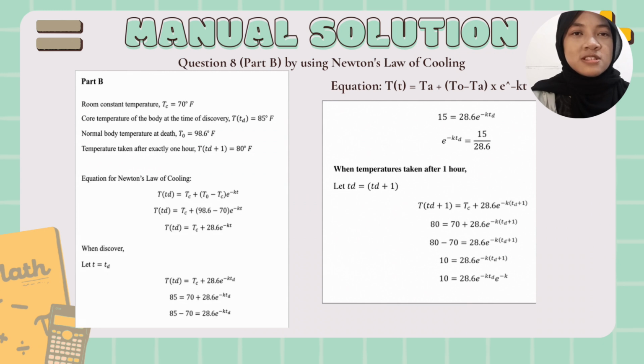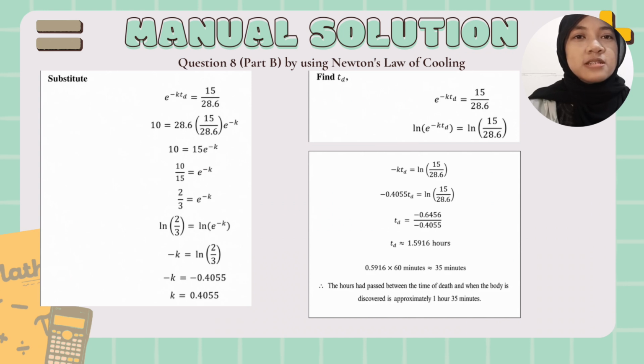According to the question, the room temperature remains constant at 70 degrees Fahrenheit. Therefore, TA is equal to 70 degrees Fahrenheit, while T0 represents the normal body temperature at the time of death, which is 98.6 degrees Fahrenheit. Substituting these values into the equation gives us T equal to 70 plus 28.6 times e to the power of negative kt.